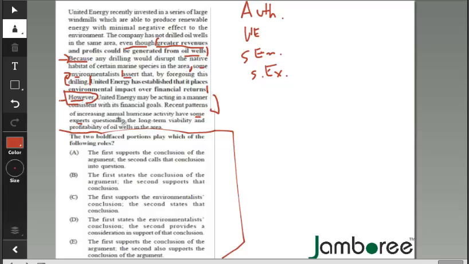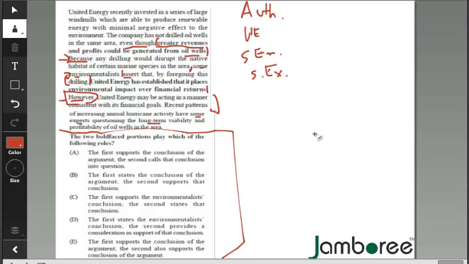Recent patterns of increasing annual hurricane activity have some experts now questioning the long-term viability and profitability of oil wells. Okay, so what the author is saying is that some experts say that because of the increased hurricanes, the oil wells in that area will probably not remain profitable or viable long term, and maybe United Energy's decision to stop digging and to move to windmills is probably fueled by that rather than consideration for the environment, unlike what the environmentalists feel.